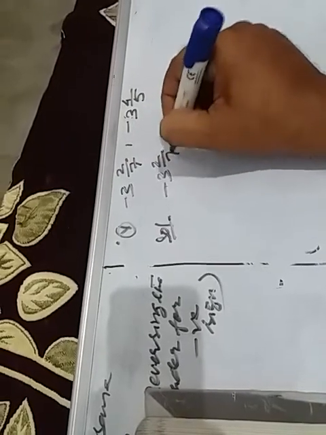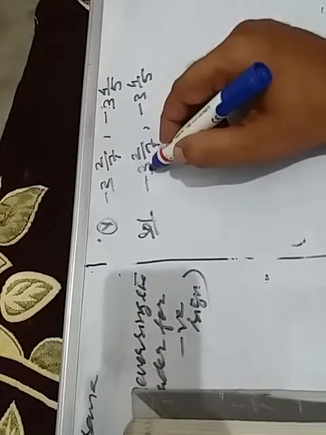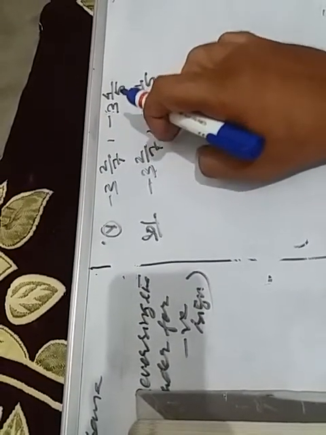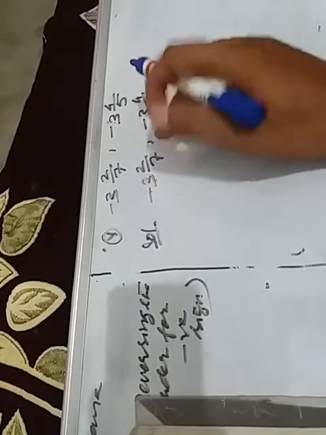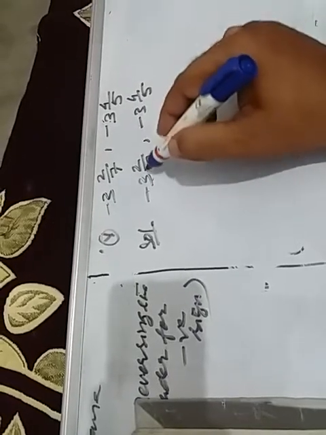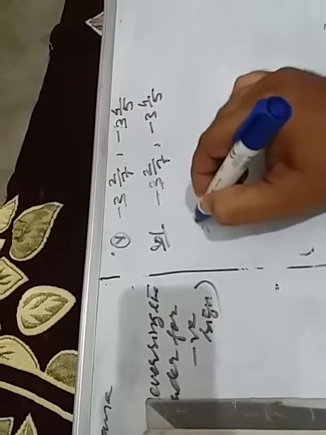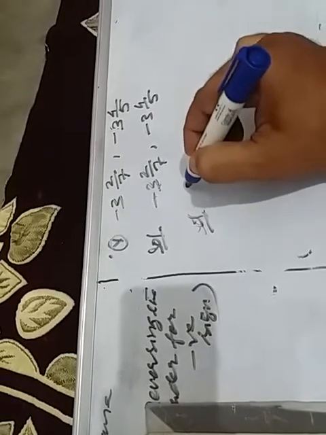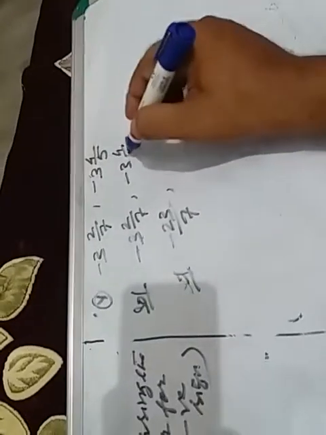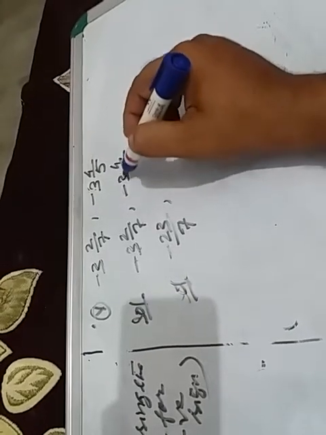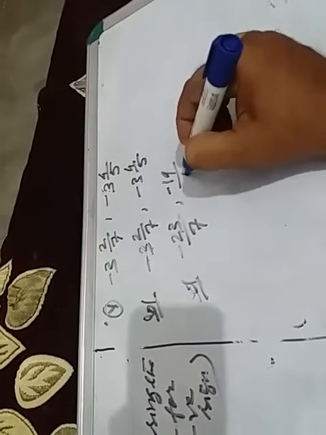Minus 3 and 2 upon 7 and minus 3 and 4 upon 5. While making them improper, we have to be very vigilant, as negative rational numbers are there. 7 times 3 is 21, and 21 plus 2 gives minus 23 upon 7. And 5 times 3 is 15, and 15 plus 4 is 19, so minus 19 upon 5.